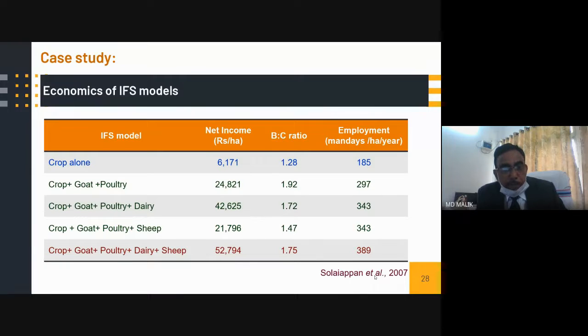In this COVID-19, if we see the last 2 years, how our laborers migrated, and then were not getting proper employment opportunities.